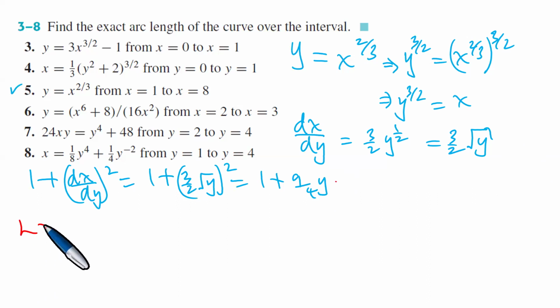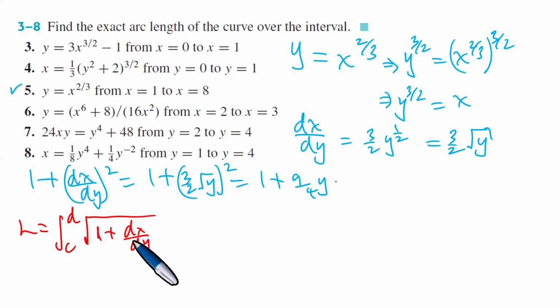Which means that L is the integral from c to d of the square root of 1 plus dx/dy, and then you square it, dy. You'll have the integral now. Okay, so we need to reason carefully. You see, there are a couple of things that are very important here.